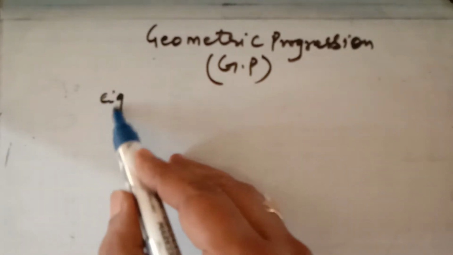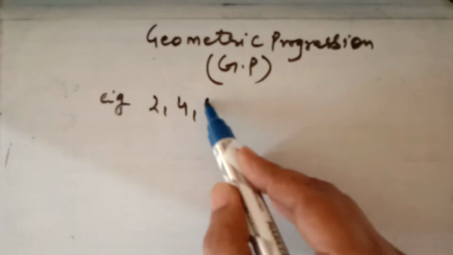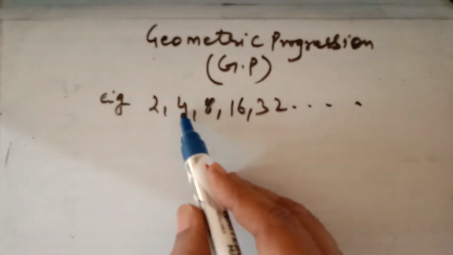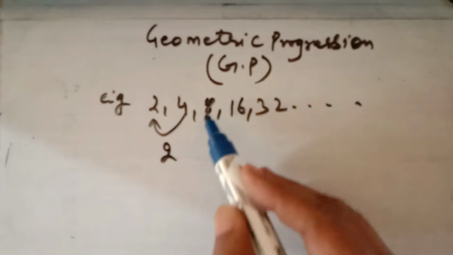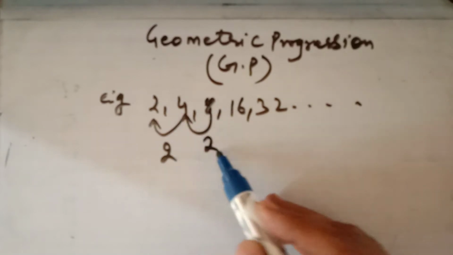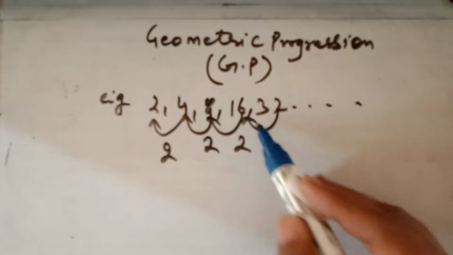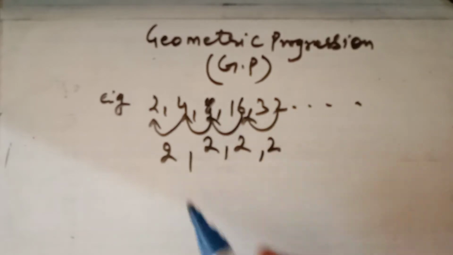For example, 2, 4, 8, 16, 32 and so on. Now if you divide this by this, you are getting 2. If you divide this by this, you will get 2. If you divide this by 2, you will get 2, and so on. So if the ratio between a term and its preceding term is constant, then it is known as a geometric progression, and this is an example.